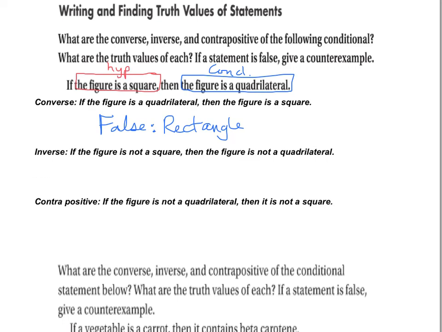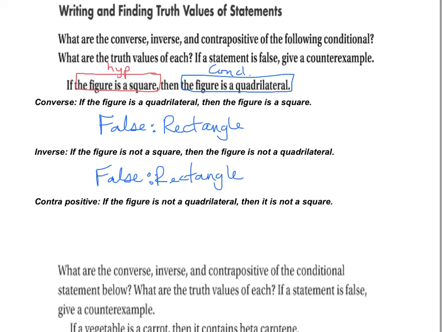The next one, the inverse. For the inverse, I take the conditional and negate it. In other words, I'm going to put not in there. So if the figure is not a square, then it's not a quadrilateral. If it's not a square, then it's not a quadrilateral. This, truth-value-wise, is also false, because if it's not a square, it could be a rectangle. And is a rectangle a quadrilateral? Yes, it is. So that proves that it's false.